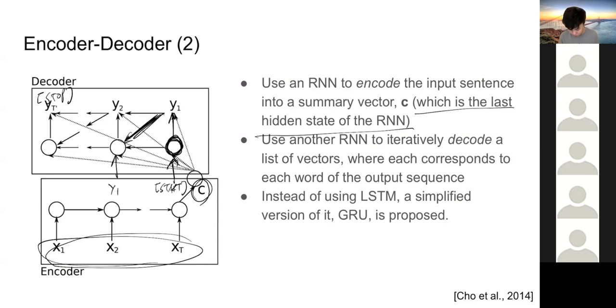And of course, vanilla RNN, as we saw, doesn't work well. So they could have used LSTM, but they instead proposed GRU, which is the gated recurrent unit, which has very similar functionality to LSTM, but it's simpler. So that's the advantage of GRU.